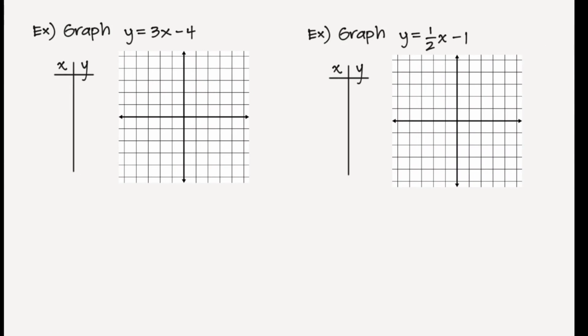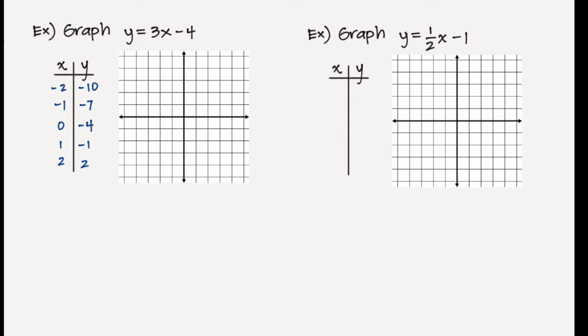This time the equation is y is equal to 3x minus 4. And again, let's use the same 5 points, -2, -1, 0, 1, and 2. So that's -6 minus 4, which is -10. Next is -3 minus 4, which is -7. And then I have 0 minus 4, which is -4. 3 minus 4 is -1. And 6 minus 4 is +2.